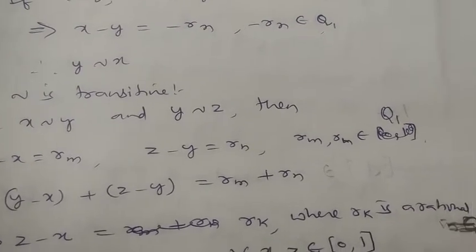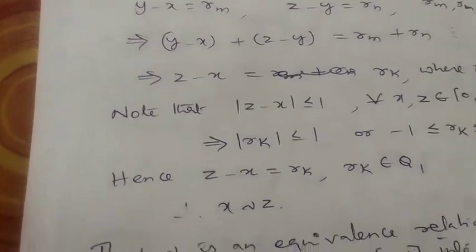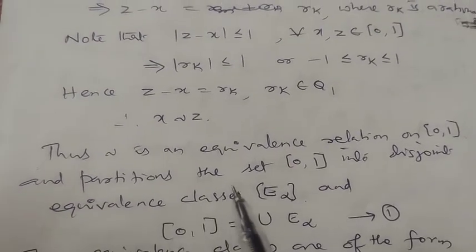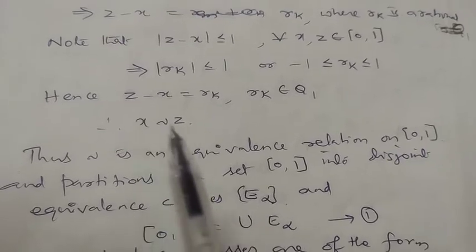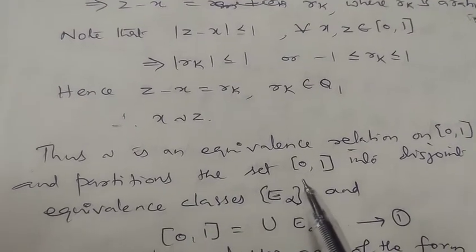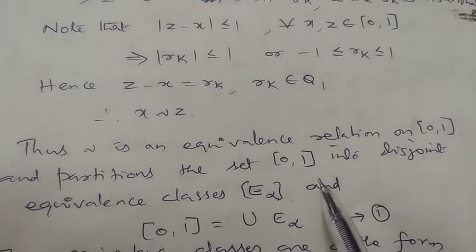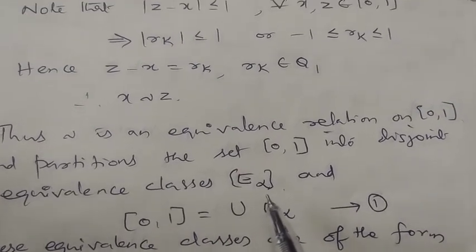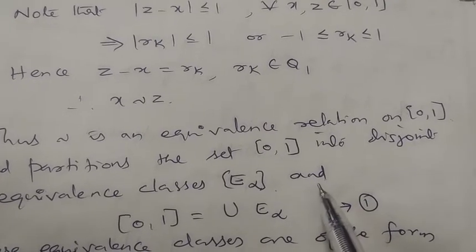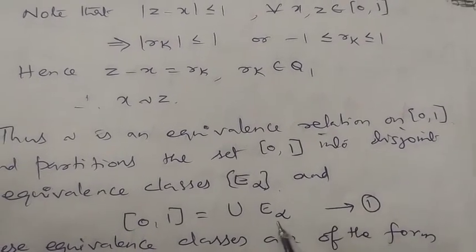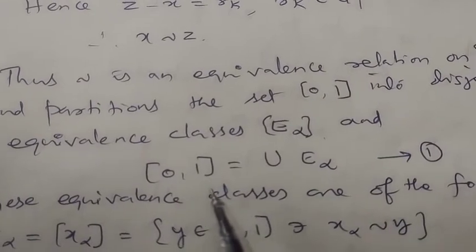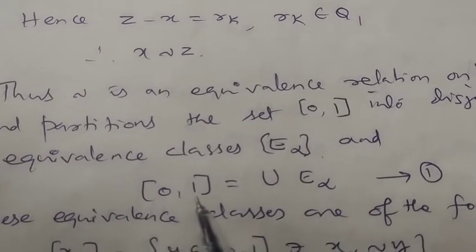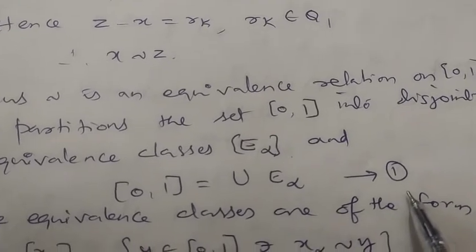Now equivalence relation means what will happen? It partitions the set into disjoint equivalence classes. So the particular property of an equivalence relation is that it partitions or breaks up the set into disjoint equivalence classes. Now we denote each of the equivalence classes by E alpha, and the union of all these equivalence classes E alpha is the whole set [0, 1]. Call this number 1.